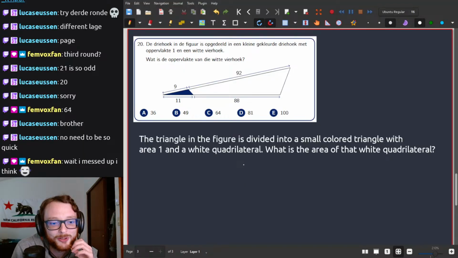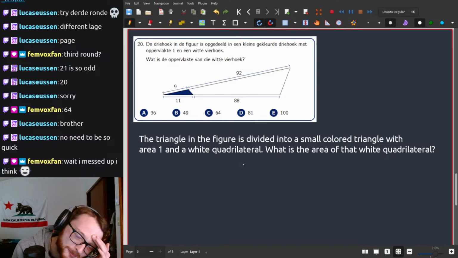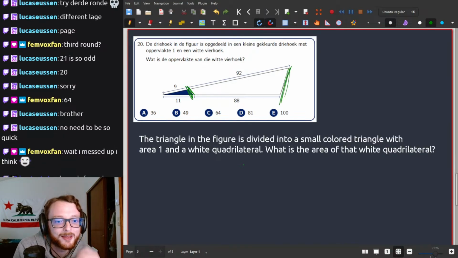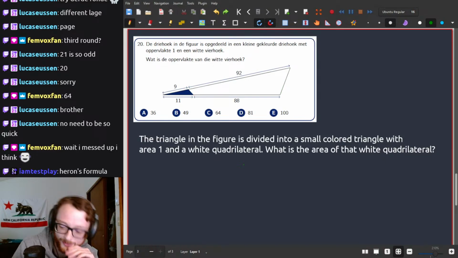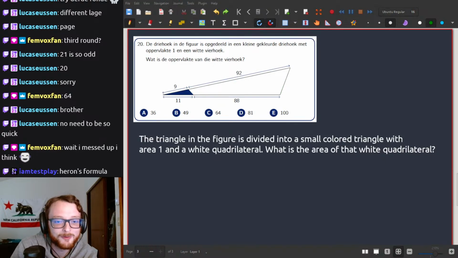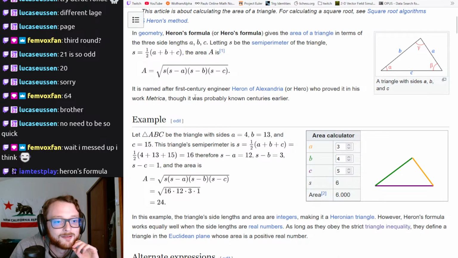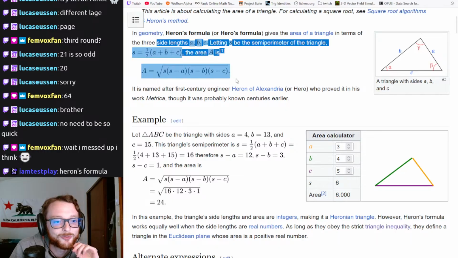So we know the small color triangle has area 1. Oh, there should be a theorem. Well, maybe there isn't a theorem because this isn't parallel to that. Otherwise, we could probably have a theorem. Heron's? Oh, that's a common one for competitions, and I don't know it. That's a good call, though. Yeah, that's a great call.